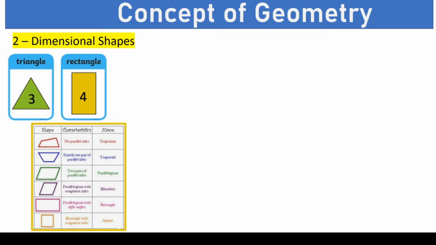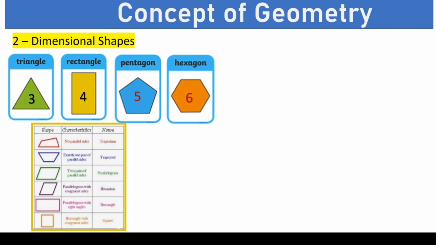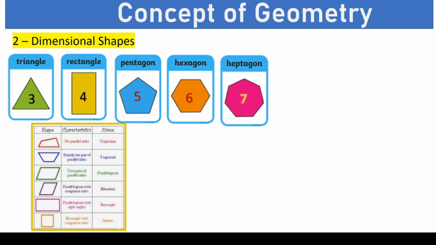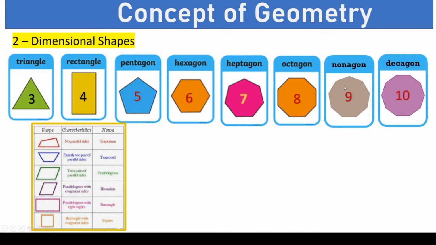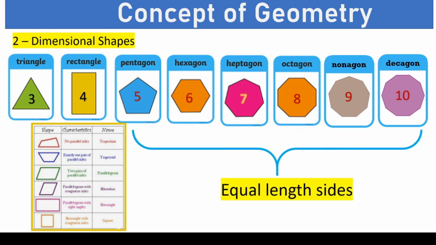The other two-dimensional closed figures are pentagon, which is a 5-sided figure, hexagon, a 6-sided figure, heptagon, a 7-sided figure, octagon, which is an 8-sided figure, and so on and so forth, with nonagon having 9 sides and decagon, which is a 10-sided figure. But the unique thing is all of these figures have equal length sides.